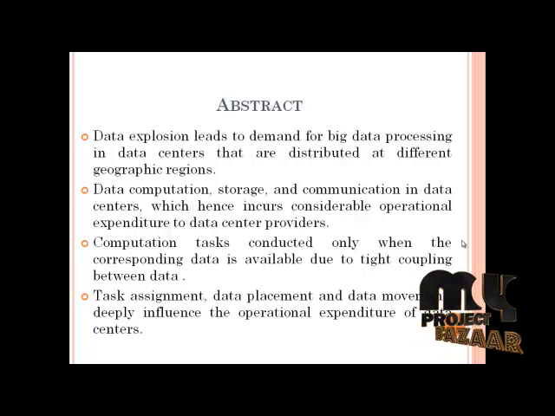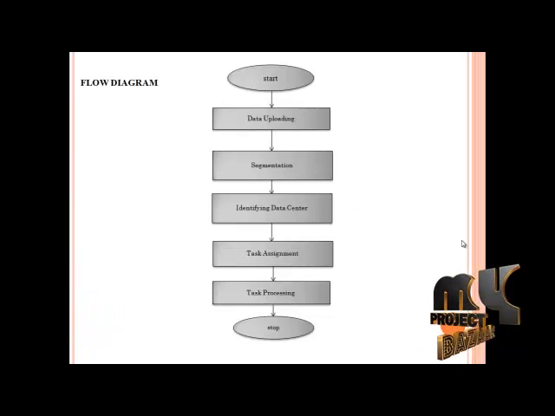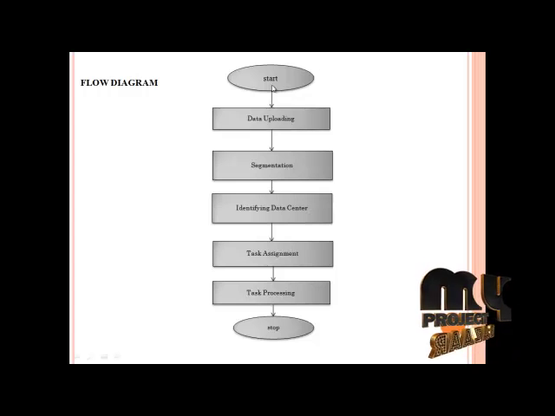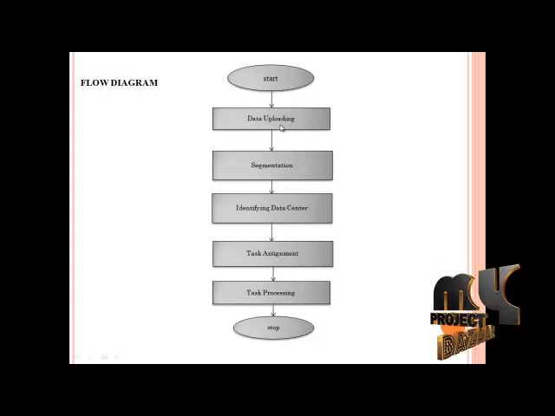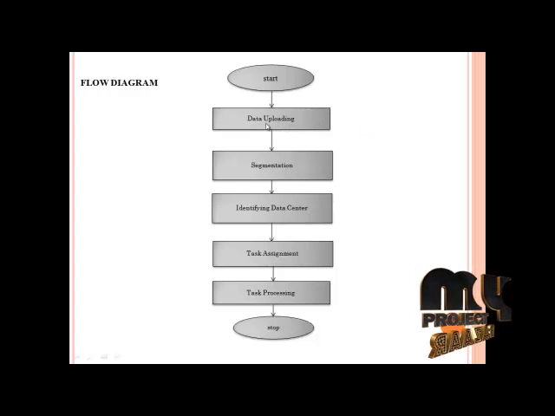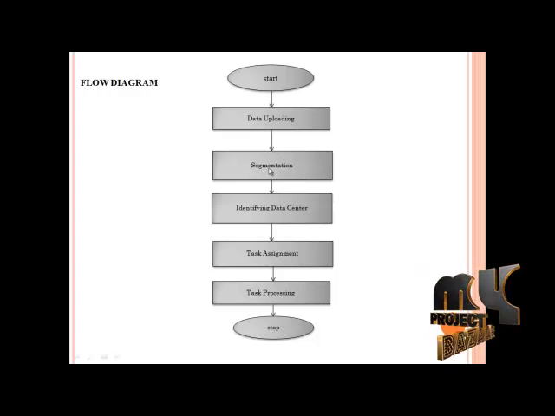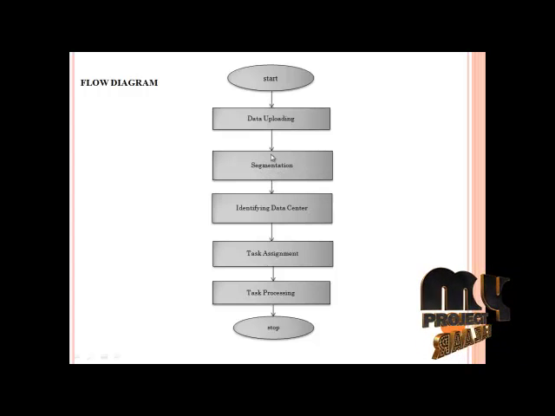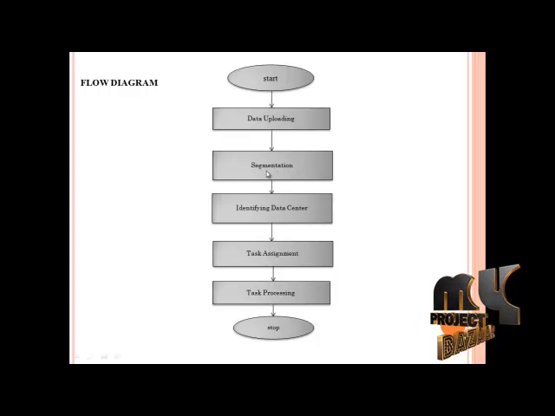Next we see the data flow diagram. This is the data flow diagram. First we start our project and then data uploading, that is, uploading our input file. We have included the census data as input, and then the segmentation process. We implemented segmentation by segmenting the input file statically, dividing it into 5 parts of the same size, and then identifying the data center.